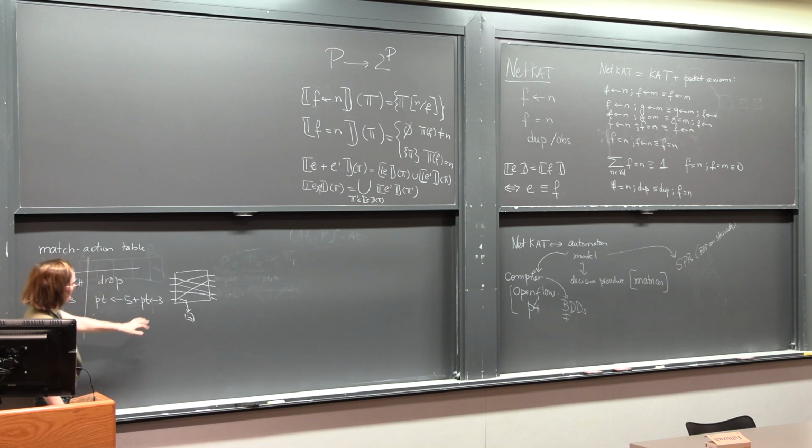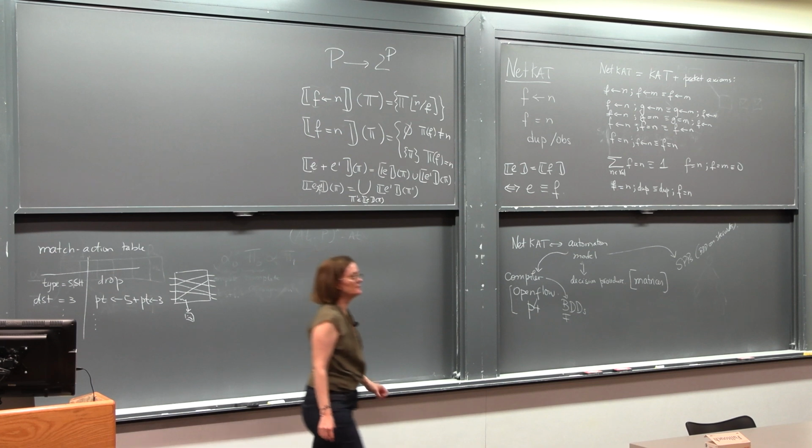And so for every table like this, I can basically write down a NetKAT expression by taking the test followed by the action, plus the second test followed by the action, plus the next test followed by the action. It's just a big sum of tests followed by actions.